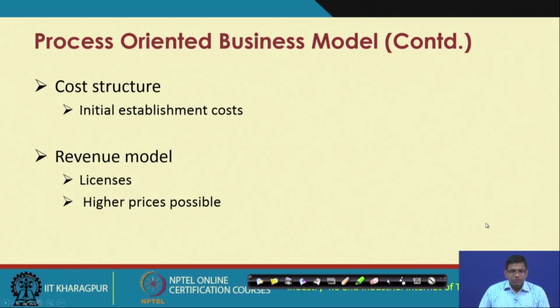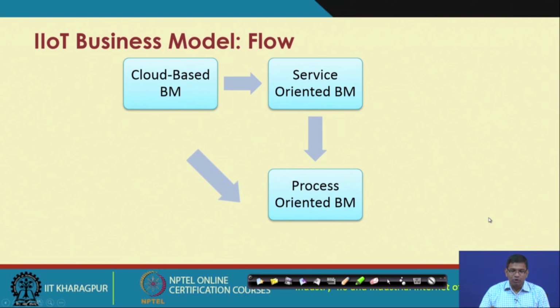In terms of the cost structure, there is some initial establishment cost that is important before one adopts this kind of business model, and the revenue model. For example, the license costs are important, and higher prices might be possible in adopting this kind of business model. So, this is also an important consideration: the license costs, the possibility of higher prices. These are important considerations while coming up with the revenue model.